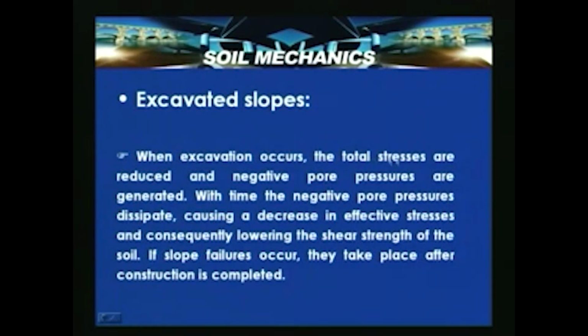When excavation occurs, the total stresses are reduced because of the removal of the material, and negative pore water pressures are generated because of the removal of the total stress. With time, the negative pore water pressures dissipate, causing a decrease in effective stress and consequently lowering the shear strength of the soil. So, if slope failure occurs, it takes place after the construction is completed. These slope failures with this type of excavation generally occur after the construction. This is the danger: within the lifetime of the structure, it can experience a failure if this process is unstable.